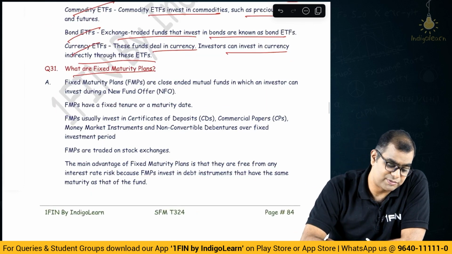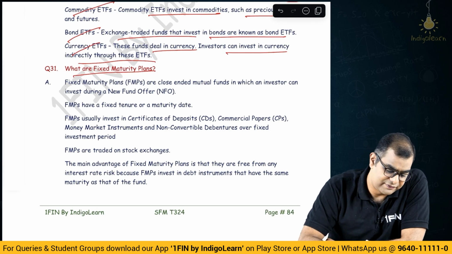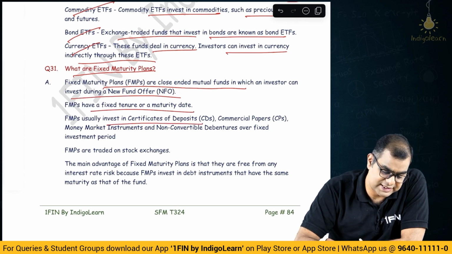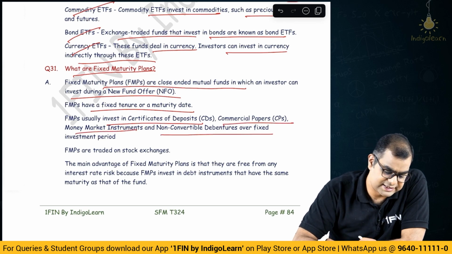Then you have something called fixed maturity plans. What are these fixed maturity plans? Fixed maturity plans are close-ended mutual funds in which an investor can invest during a new fund offer. They have a fixed tenure and a maturity date. They invest in CDs, certificates of deposit, commercial papers, CPs, money market instruments, and NCDs over a fixed investment period. They are traded on a stock exchange.